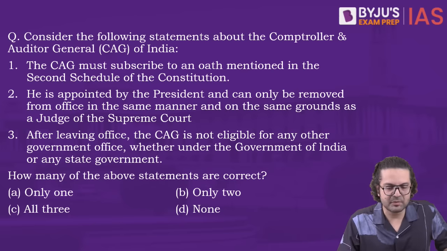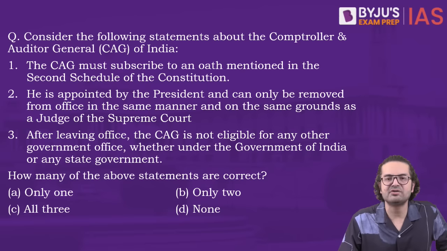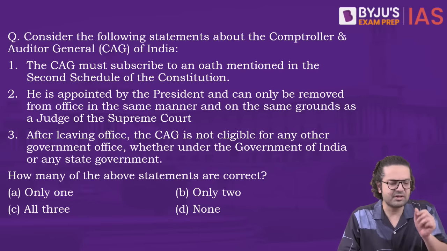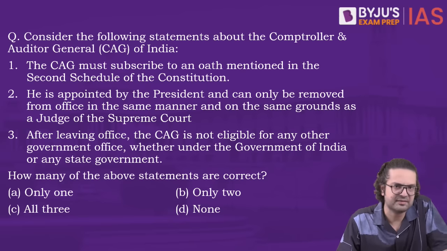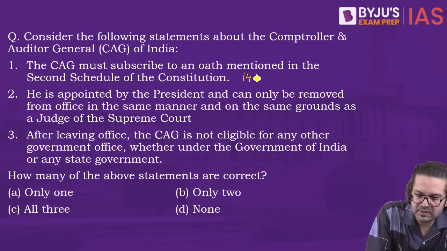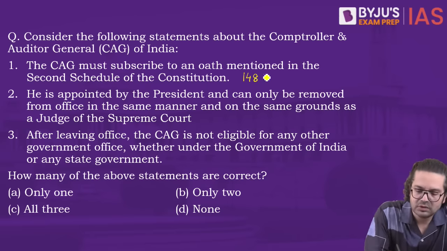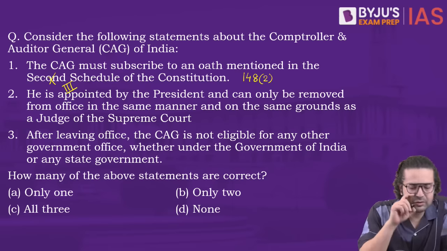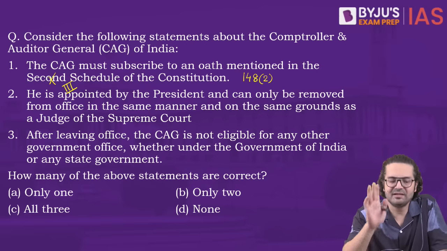Consider the following statements about the Comptroller and Auditor General of India. The CAG must subscribe to an oath mentioned in the 2nd schedule. See, Article 148, Clause 2 talks about this oath, but the oath we know is mentioned in the 3rd schedule. 2nd schedule contains what? Salaries and emoluments.